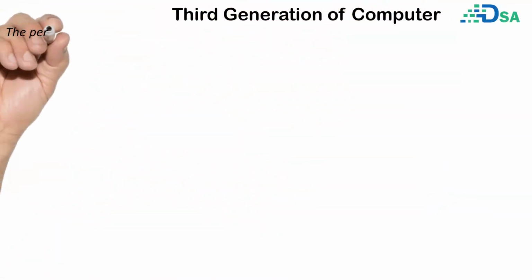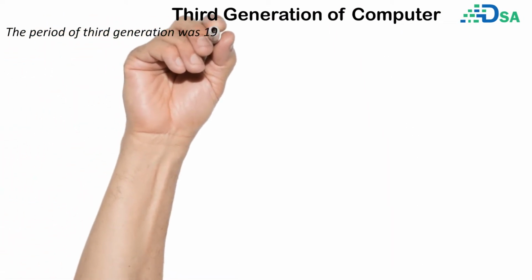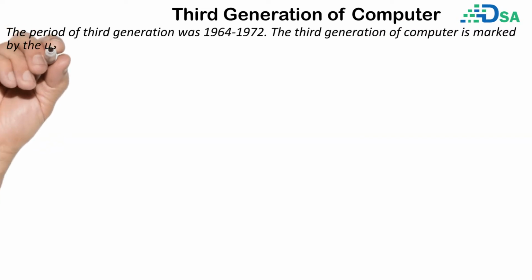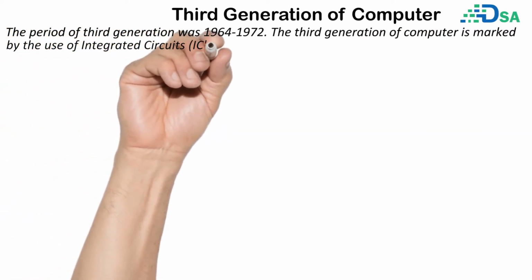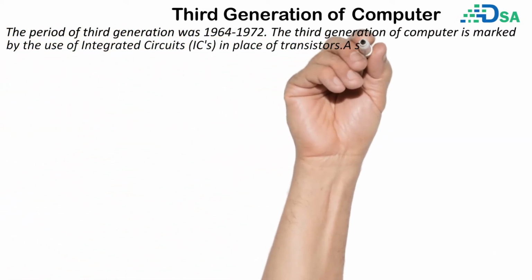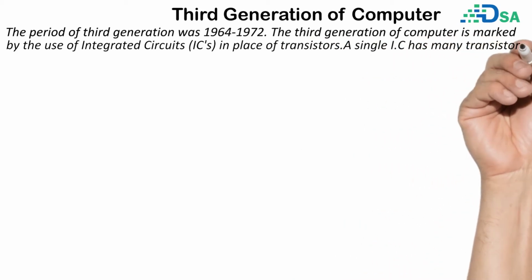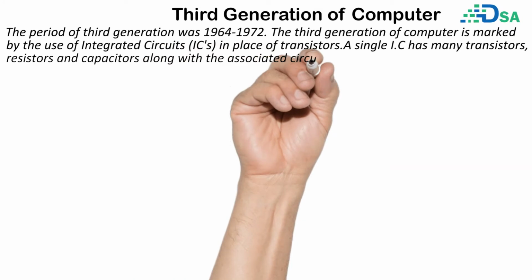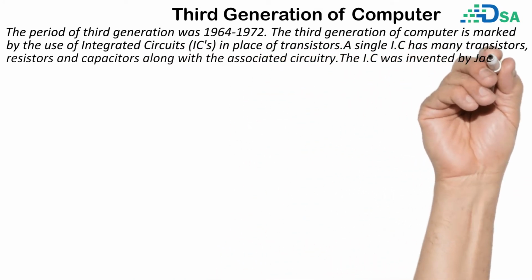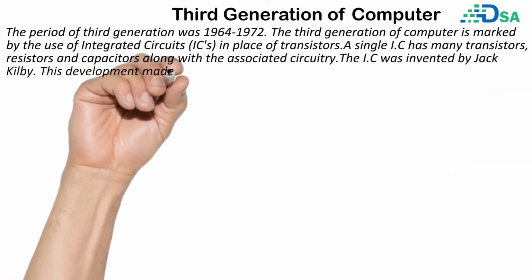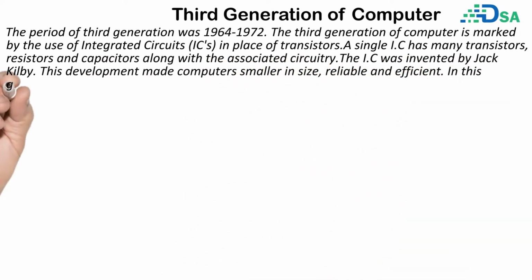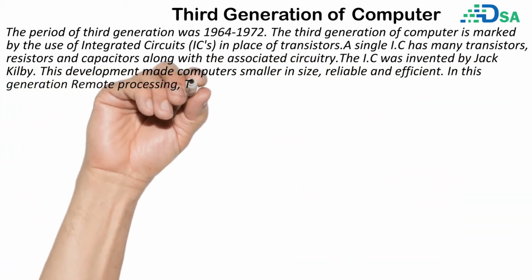Third generation of computer. The period of third generation was 1964 to 1972. The third generation of computer is marked by the use of integrated circuits, ICs, in place of transistors. A single IC has many transistors, resistors and capacitors along with the associated circuitry. The IC was invented by Jack Kilby. This development made computers smaller in size, reliable and efficient.